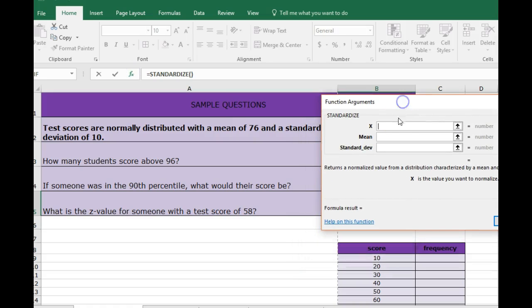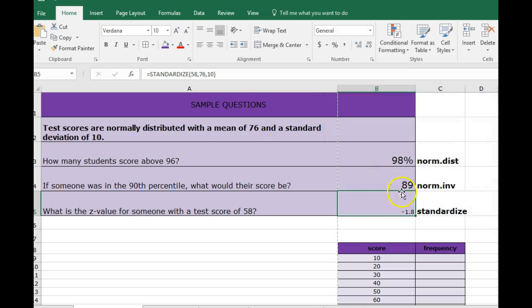And to plug it in, we're just going to type in our value. This is what is a z-value for someone with a score of 58. So I go to 58. My mean, again, was 76. We knew that here. Our standard deviation is 10. And okay, there's our z-value. And that does look right. I'm just going to make that larger so we can see it. For 58 is smaller than 76, so that would be negative, and that answer makes sense.